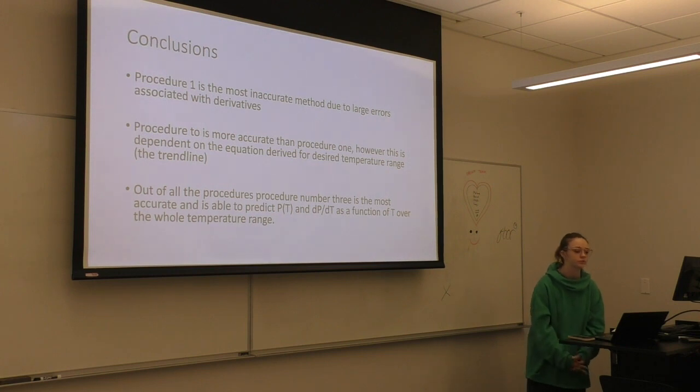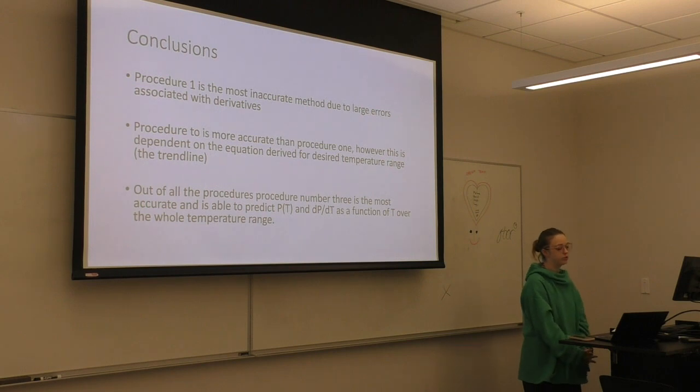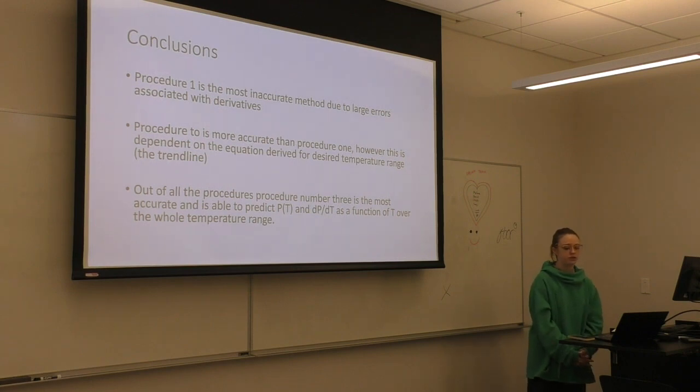And in conclusion, procedure 1 was the most inaccurate method due to large errors associated with derivatives. Procedure 2 is more accurate than procedure 1, however, this is dependent on the equation derived for the desired temperature range. And out of all of the procedures, procedure number 3 is the most accurate and is able to predict P of T and the derivative of P of T as a function of T over the whole temperature range.